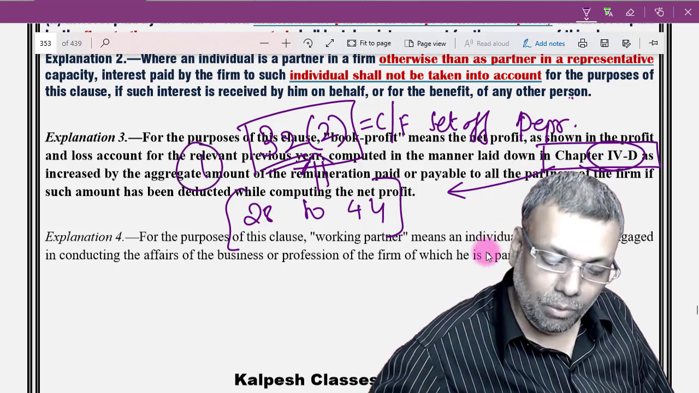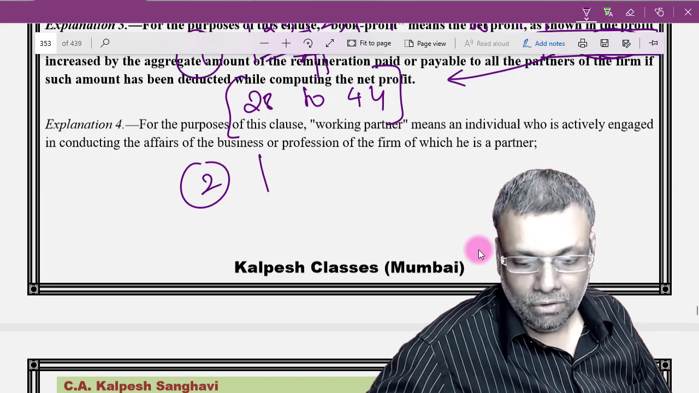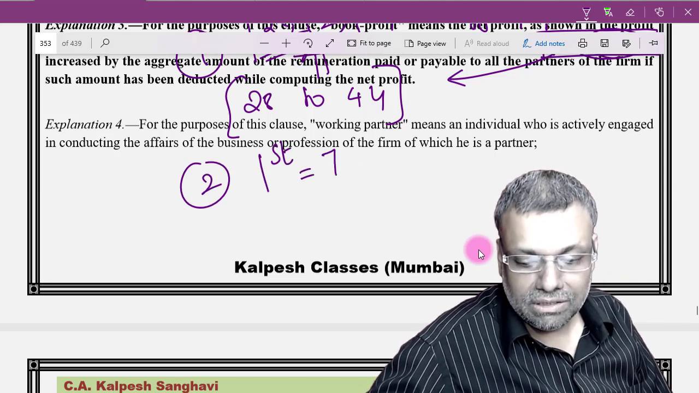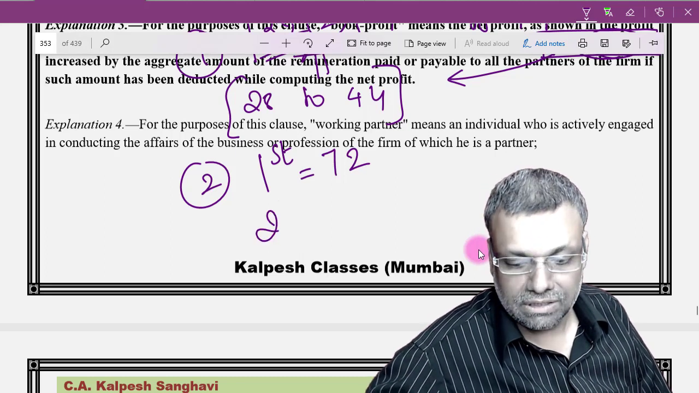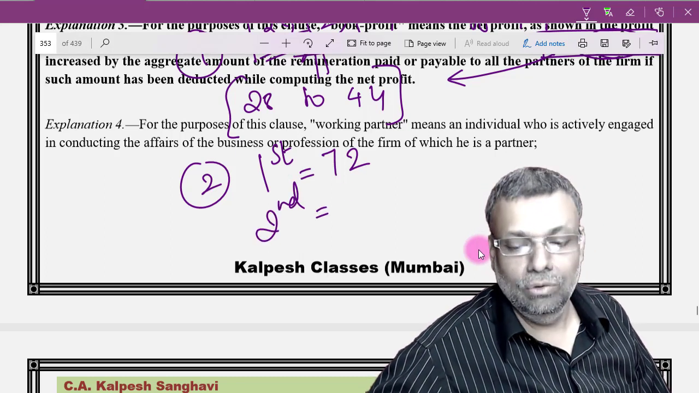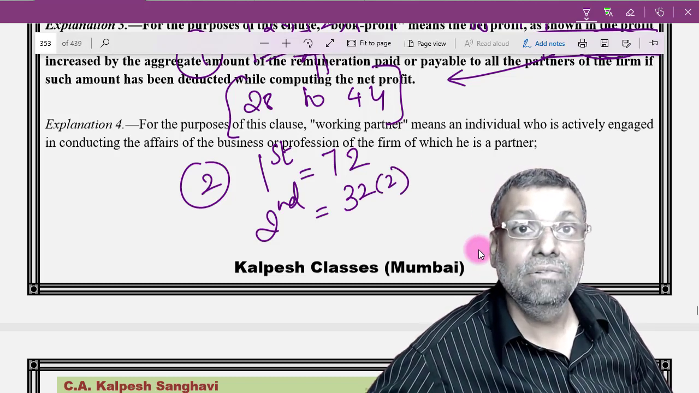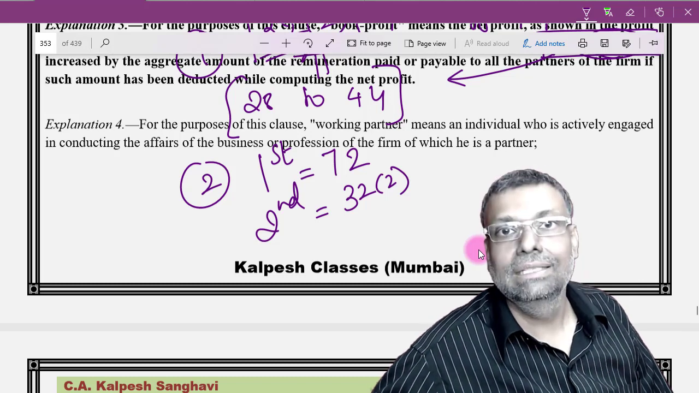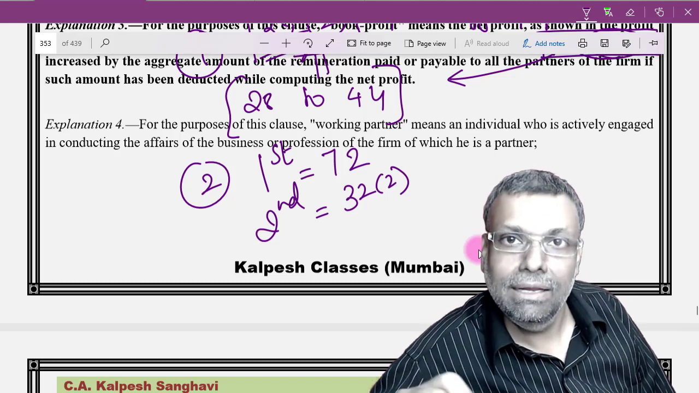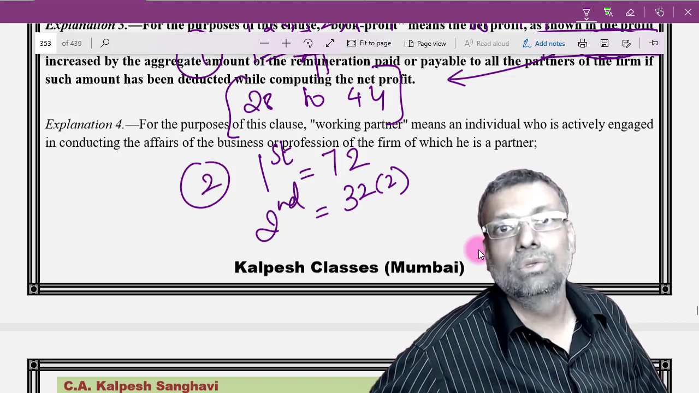The second point is, in the carry forward set off, the first adjustment is always done to section 72, that is, our business loss is always to be set off first, and second, if any, you have to do the 32(2) depreciation adjustment. It is specifically provided that for the purpose of set off, you first have to adjust section 72 losses, the business losses, if any, and only then do 32(2).